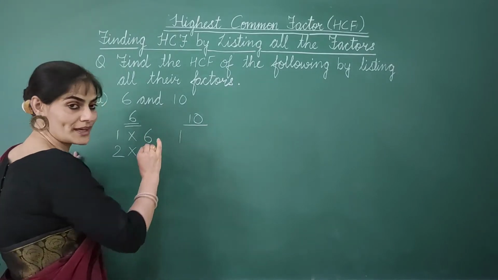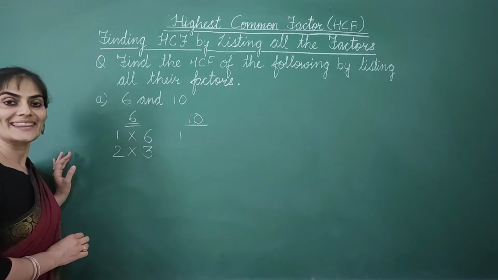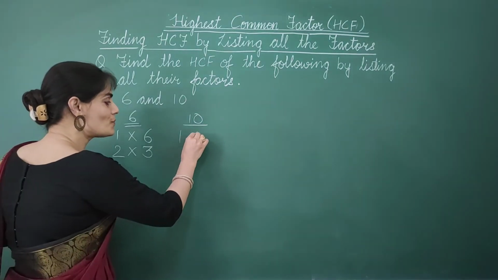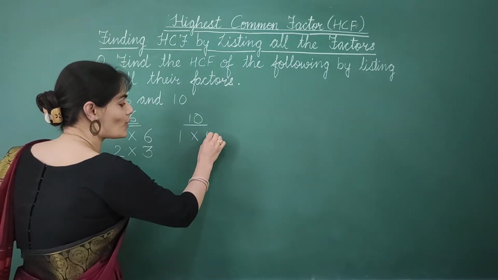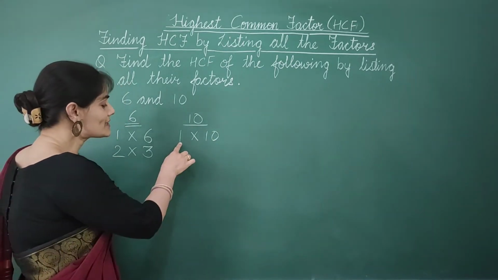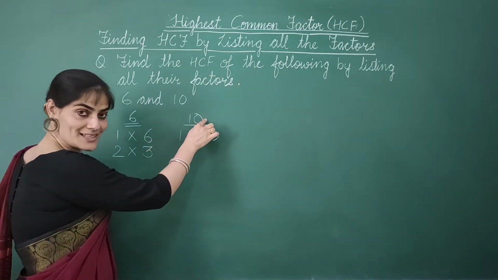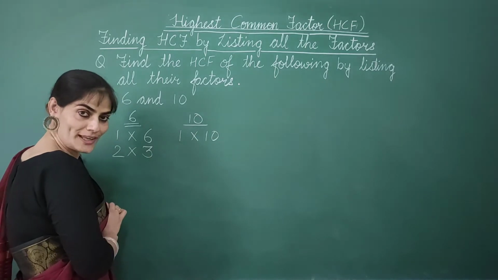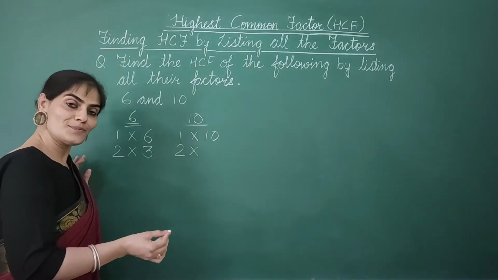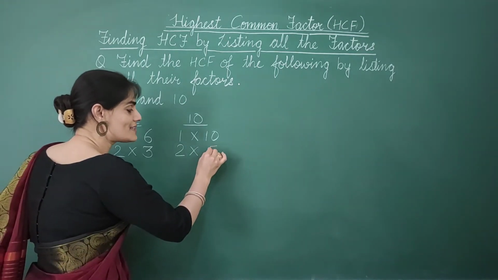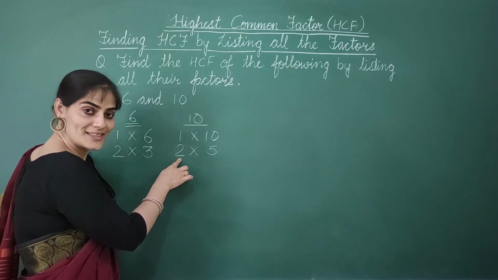Again, we are going to begin with the first counting number, which is the factor of all the numbers, and that is 1. 1 should be multiplied by what number so that the product is equal to 10? 1 into 10. The next counting number after 1 is 2. And as 10 is an even number, so 2 will surely be its factor. 2 should be multiplied by what number so that the product is equal to 10? It is 5.